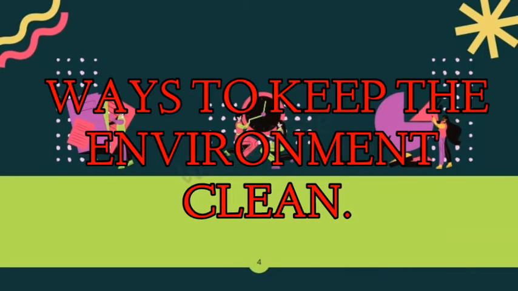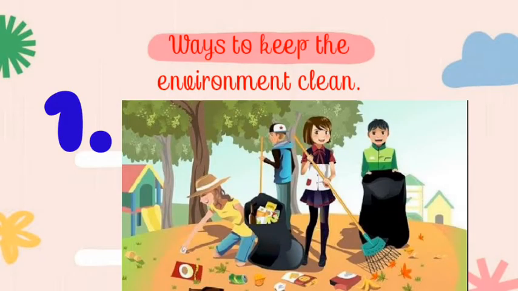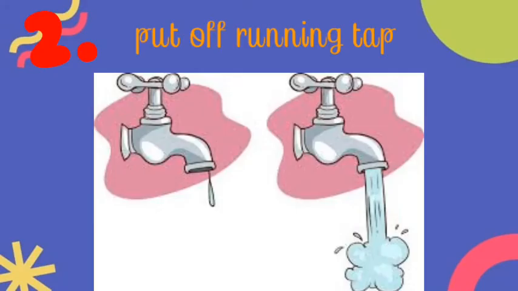Okay, now we'll look at the ways to keep the environment clean. Remember, we said environmental sanitation is keeping the environment clean, so we're going to look at the ways to keep the environment clean. The first is sweeping the environment, removing dirt from the environment, clearing the surrounding that is dirty. So that's the first way to keep the environment clean.